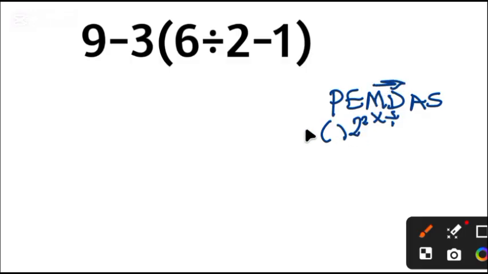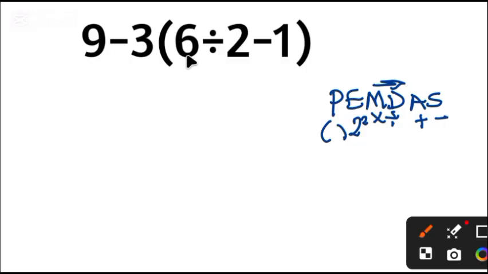So after parentheses, we'll solve the multiplication here. And then A and S stand for addition and subtraction. After we solve this multiplication, we'll be working on the subtraction and addition. So having said that, let's apply it here.